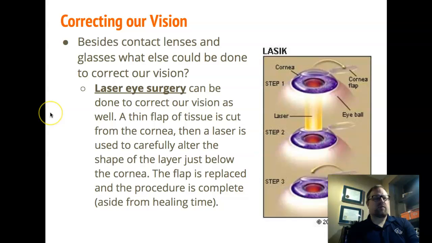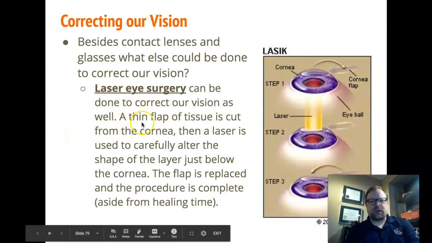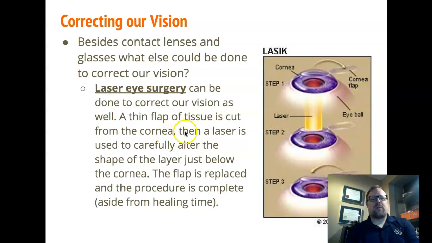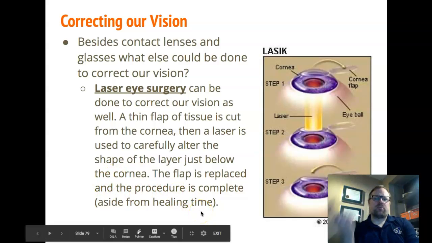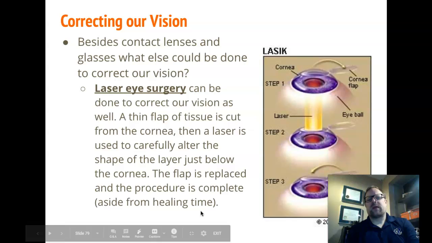There's other ways to correct our vision. For example, we can have contact lenses that go on our eyes and do the same things as glasses do, just in a slightly different location. And then there's also a thing called laser eye surgery, where they can go in and take a thin flap of tissue and cut it off the cornea, and then a laser is used to alter the shape just below the cornea. And what that does then is allows light to be focused properly on the back of your eye. The flap is replaced and put back over, and that ends up correcting your vision.